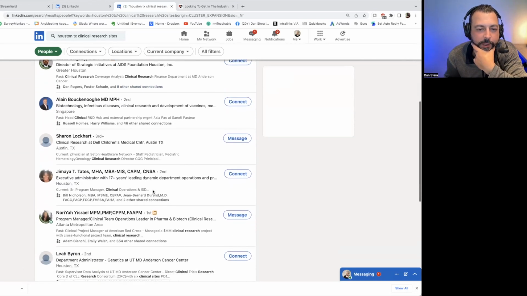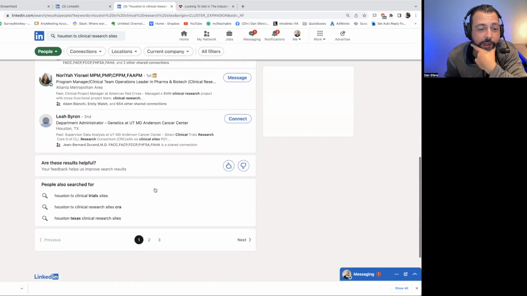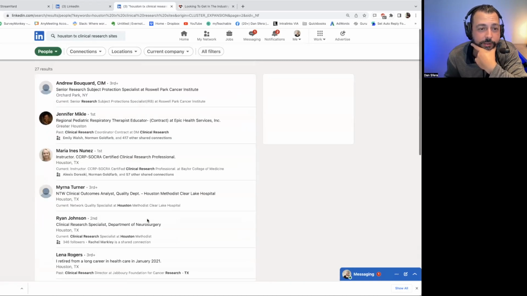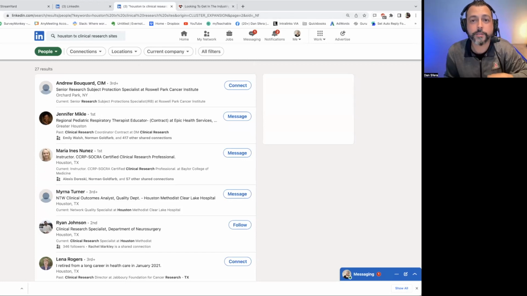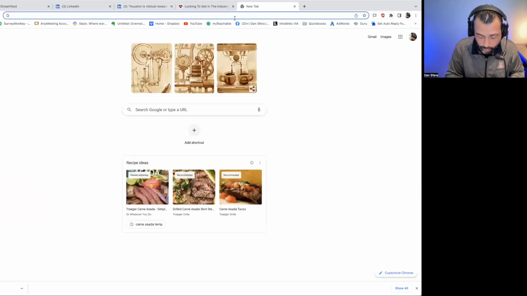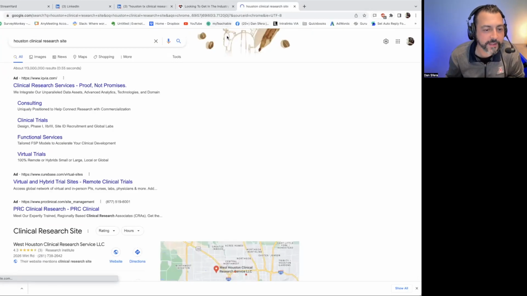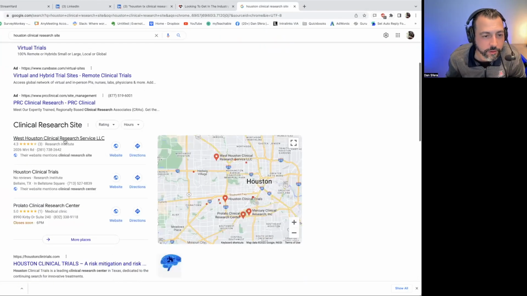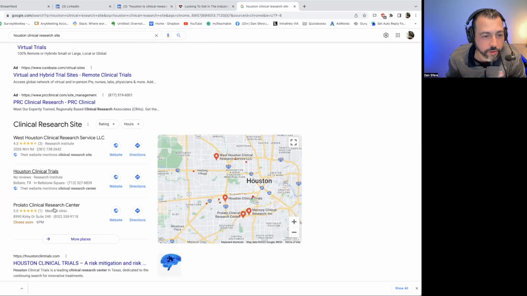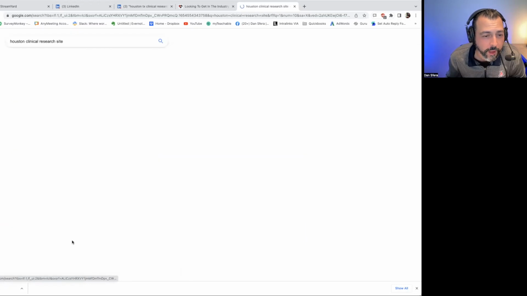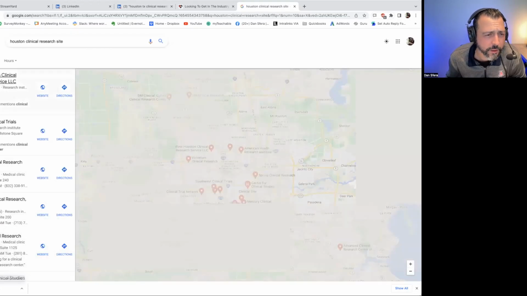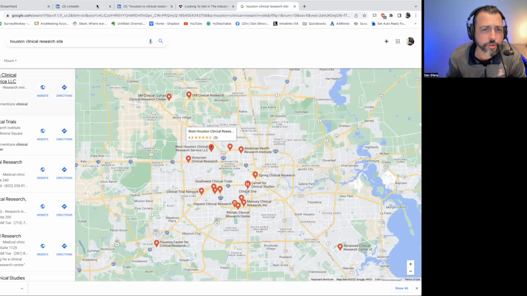So to go with the smaller sites, you kind of have to go more of the long tail on the search results. Or you can also do this. You can Google Houston clinical research site. And we can find some sites. West Houston Clinical Research Service, Houston Clinical Trials, ProLado Clinical Research Center.